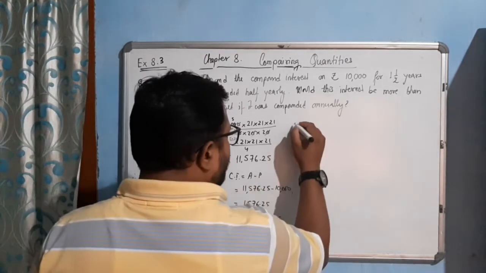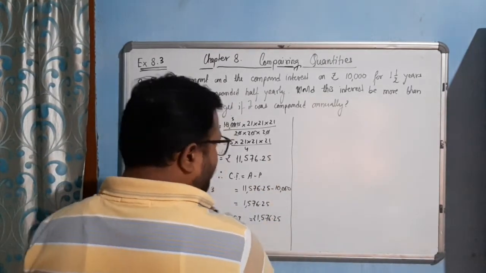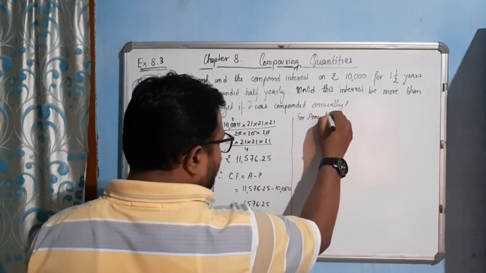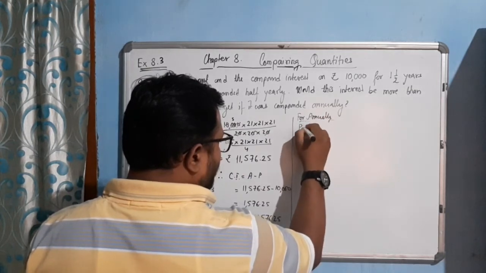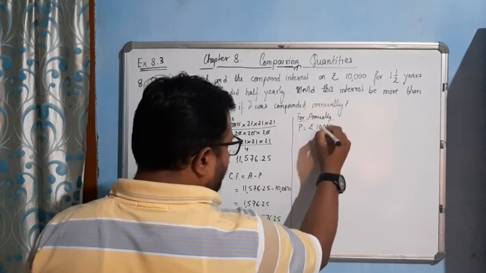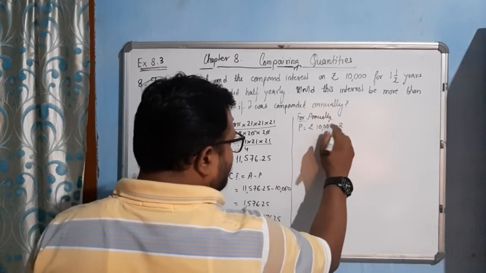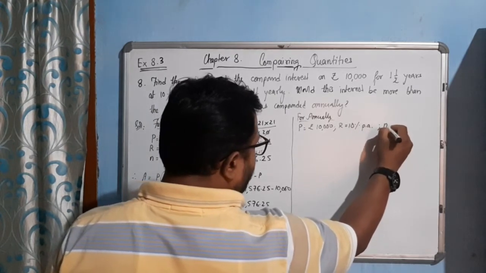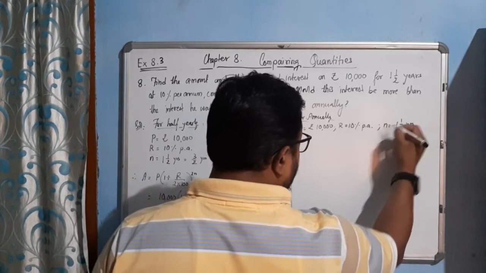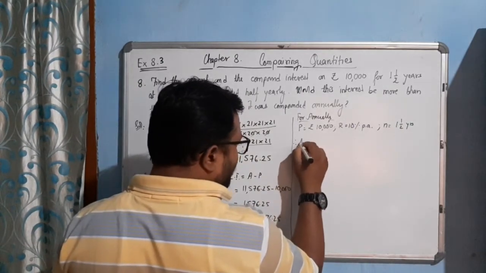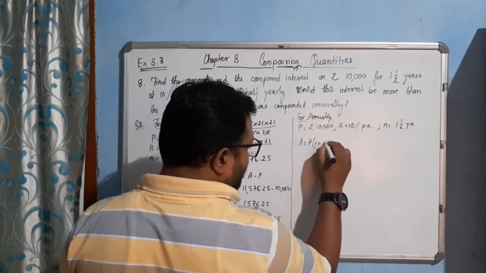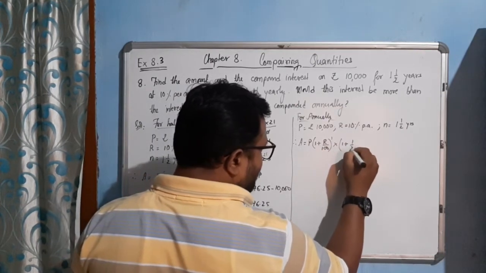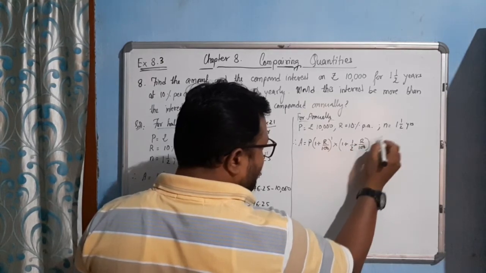Now, this part is for half yearly. Now for annually, P equal to rupees 10,000, R equal to 10% per annum, and n equal to how much? 1 and 1/2 years. For this, we will write therefore A equal to how much? P into 1 plus R by 100, this one will be the power, into again 1 plus half into R by 100. This half will come here.